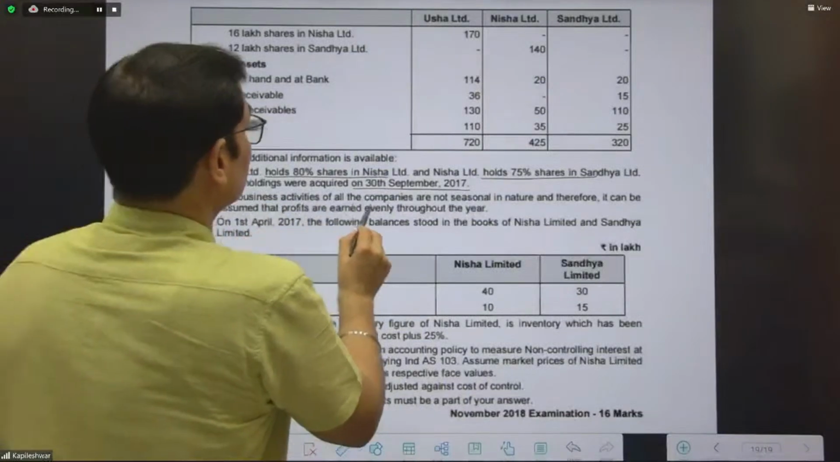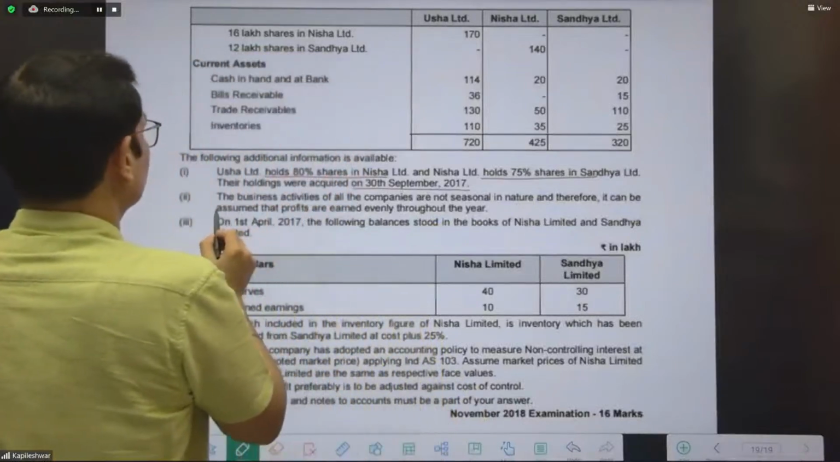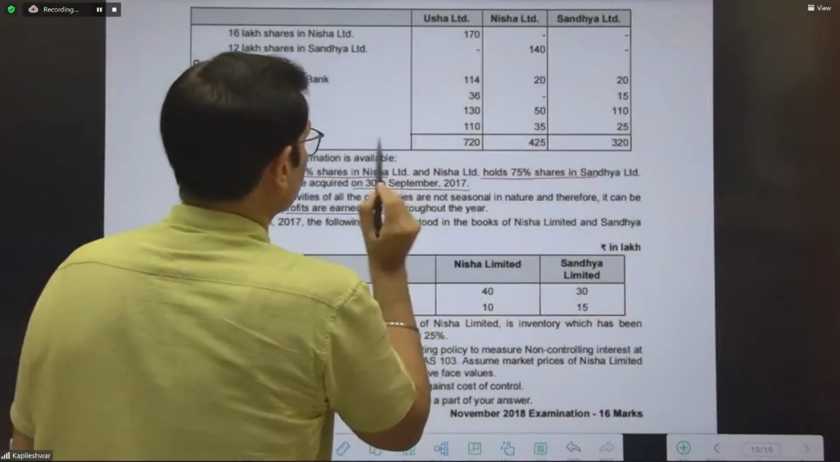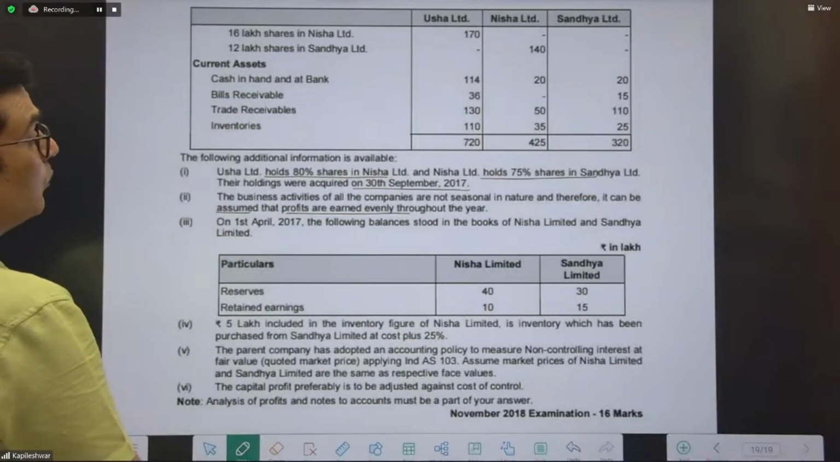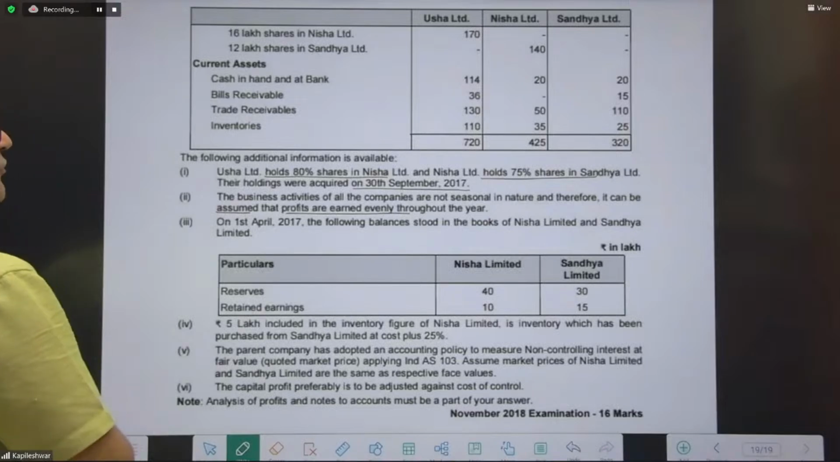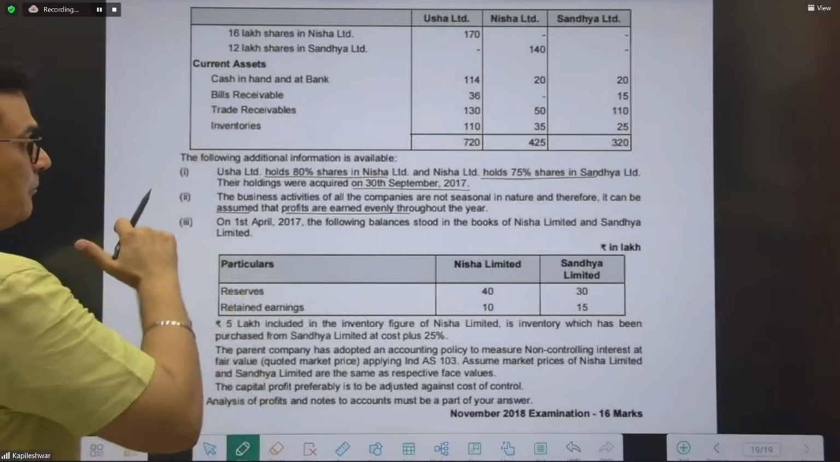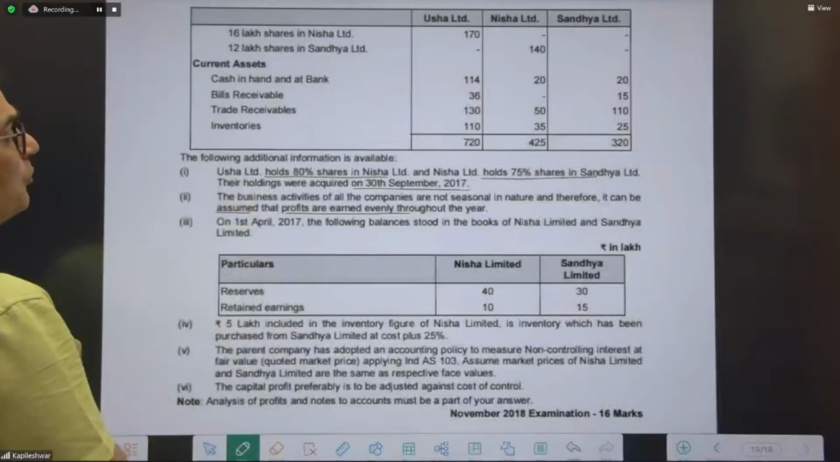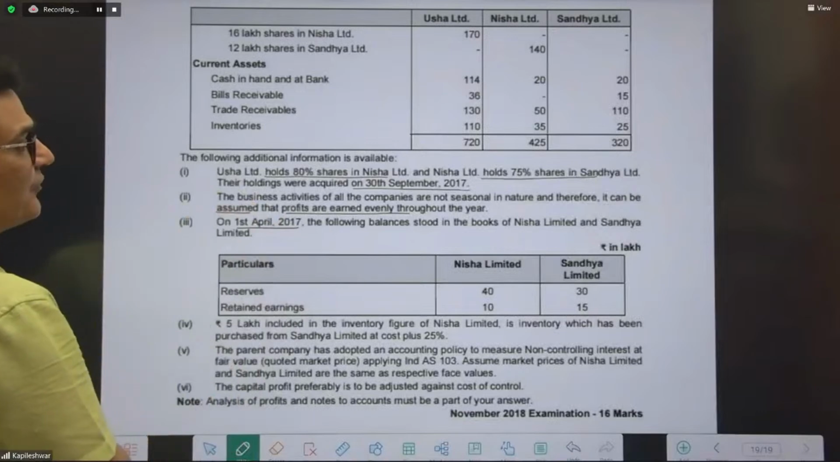The business activities of all the companies are not seasonal in nature, and therefore you can assume that the profits are earned evenly throughout the year. So wherever we require to divide the profits in a time ratio, we will be able to do it easily on the logic that profits are earned uniformly throughout the year. Then he says on 1st April, the balances in the books of Nisha and Sandhya is given.